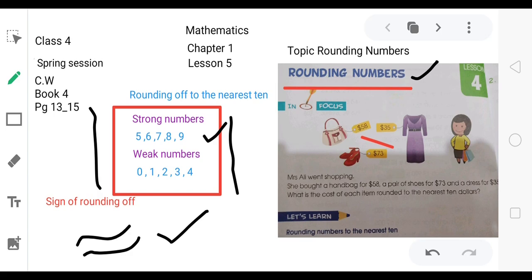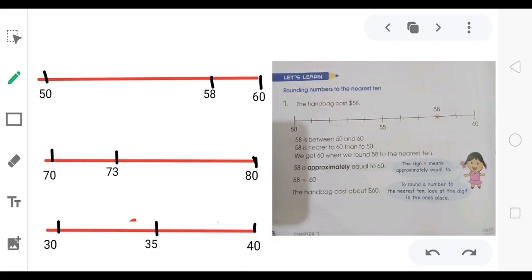Now look at the book, the focus area. Mrs. Ellie went shopping. She bought a handbag for $58, a pair of shoes for $73, and a dress for $35. What is the cost of each item rounded to the nearest $10? How you will do it, I tell you in the next page.